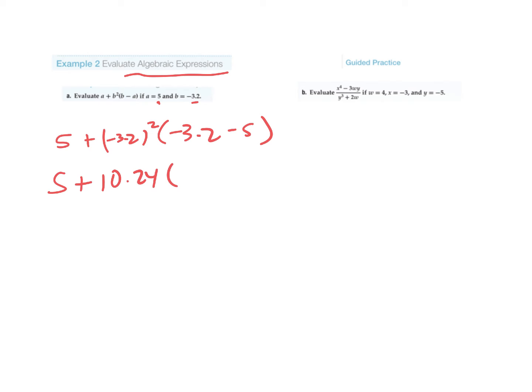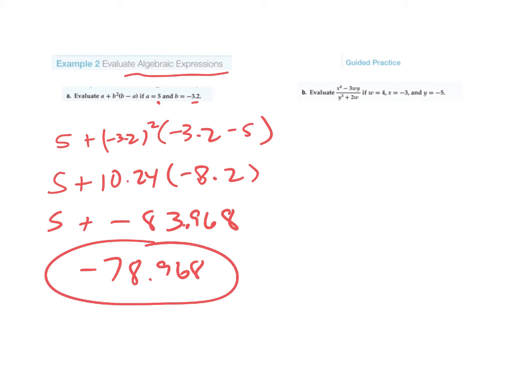10.24, and then we will get a -8.2 if you take a -3.2 and minus the 5. And so then we can do our multiplication, the 10.24 times the -8.2. When you do that math, you're going to get a -83.968 plus 5. And so now, -83.968 plus the 5 gives us our -78.968. And there's the correct answer.